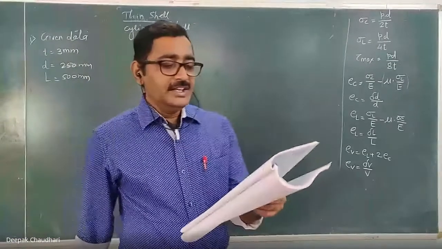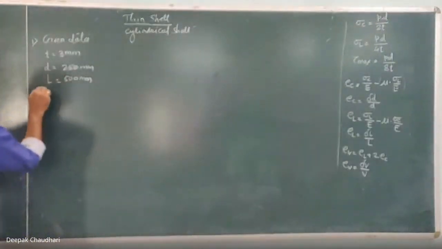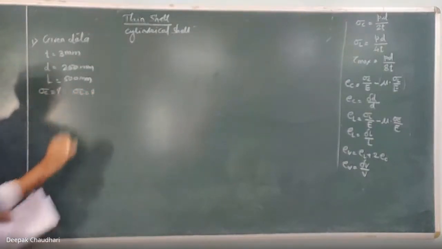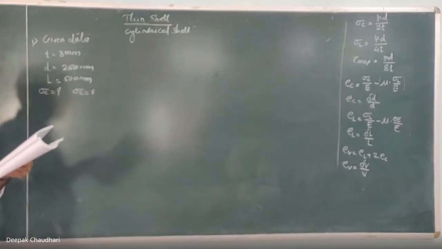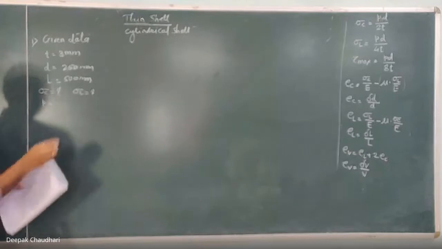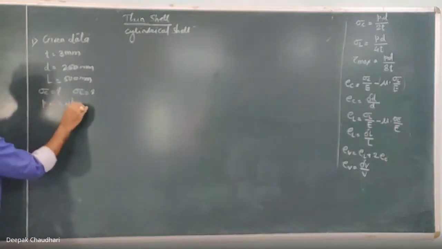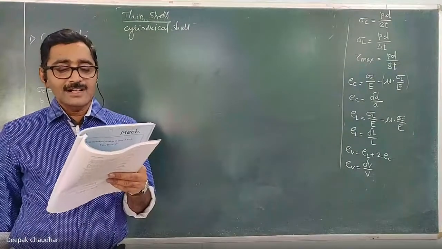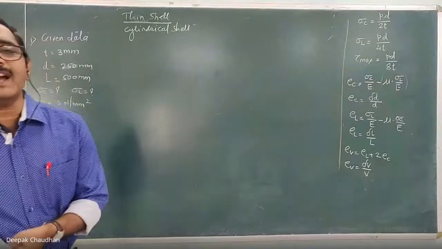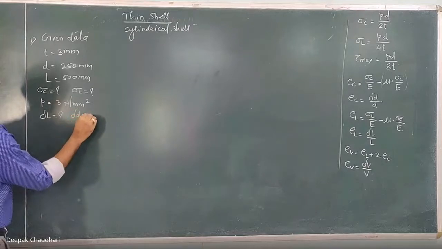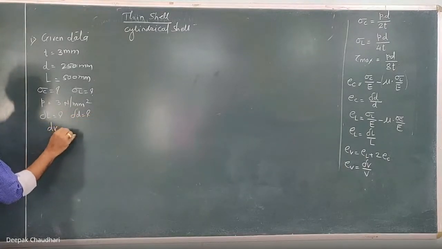Determine the longitudinal and circumferential stress. You have to calculate the circumferential stress and the longitudinal stress due to an internal fluid pressure of 3 Newton per millimeter square. You have to calculate sigma C and sigma L because of the internal fluid pressure of 3 Newton per millimeter square. Also calculate the change in length, change in diameter and change in volume.